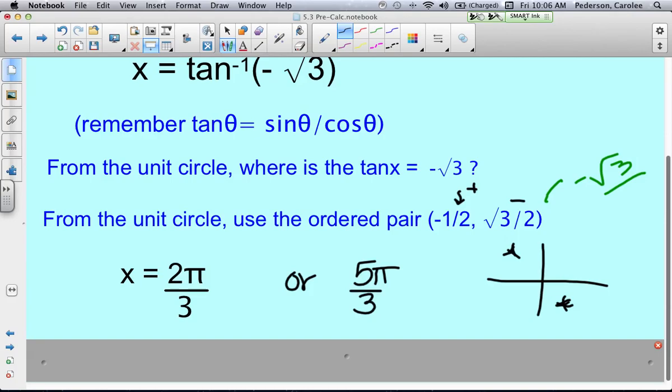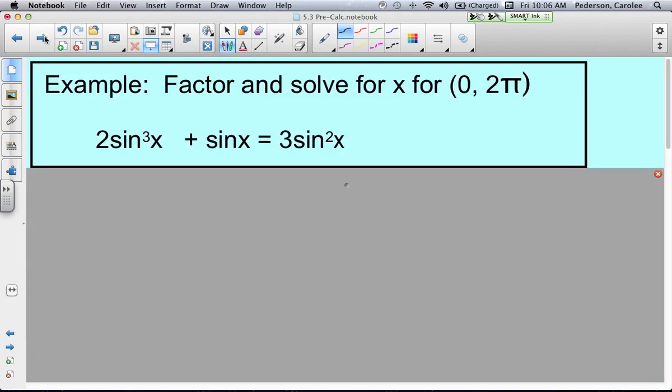Okay, here's our last question. This is probably the most challenging question because factoring comes to be important again. We've spent a lot of time on factoring, and we factor again when we work with trig functions. All right, so we want to find out what x can be in this equation. And we're going to focus on just 0 to 2 pi, the first revolution. And our equation looks like this. 2 sine cubed of x plus the sine of x equals 3 sine squared of x.